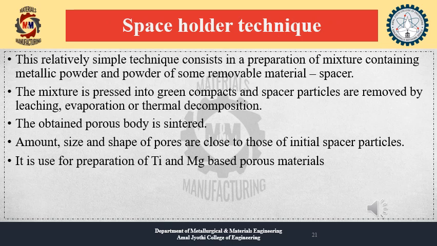Space holder technique. This relatively simple technique consists in a preparation of a mixture of metallic powder and powder of a removable material, the spacer. The mixture is pressed into green compact and spacer particles are removed by leaching, evaporation, or thermal decomposition. The obtained porous body is sintered. Amount, size, and shape of pores are close to those of initial spacer particles. It is used for preparation of titanium and magnesium-based porous material.